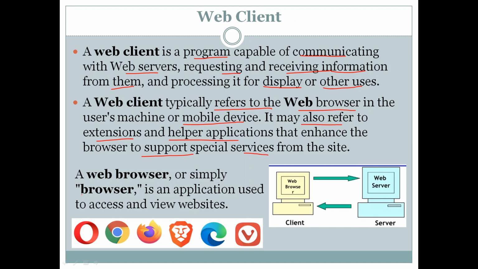Okay, what is a browser then? We already know about browsers. We use so many browsers today to browse the internet. A browser is simply a web browser, or you can simply call it a browser, used to access and view websites. So by using a web browser, you can access websites. You use Google Chrome to access Facebook, Gmail, Twitter, and so many other websites today.